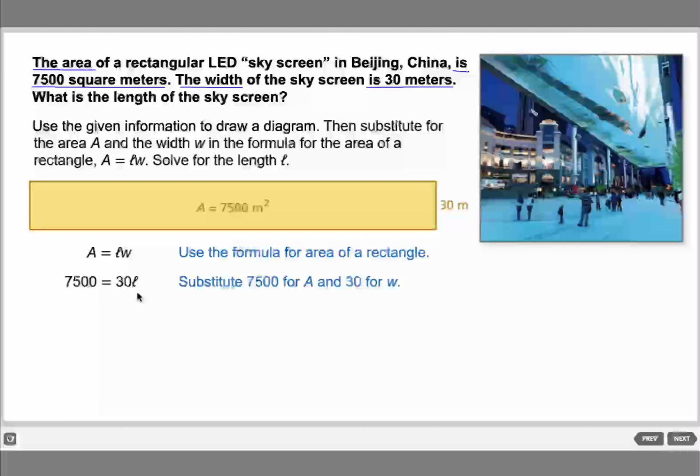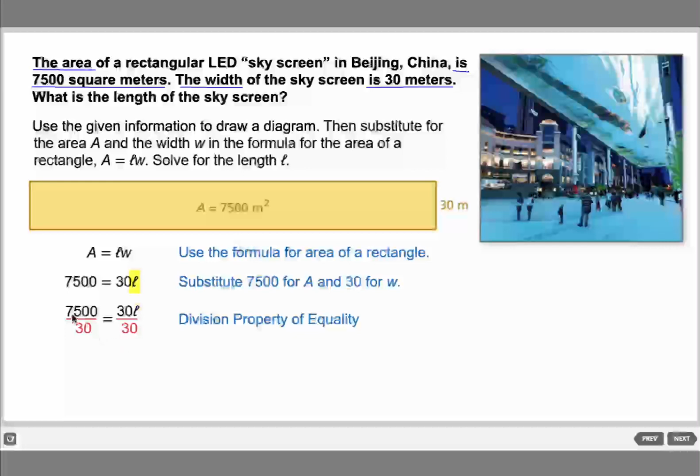Okay, now what do we need to do? We need to solve this equation to find L. It's 30 multiplied by L. So we need to cancel the 30, undo the multiplication. How to do it? Divide by what, Ahmed? Yes, Abdulaziz, by 30. So we should find the value of the variable L, or the length, and we use the division property of equality and divide by 30 to undo the multiplication.